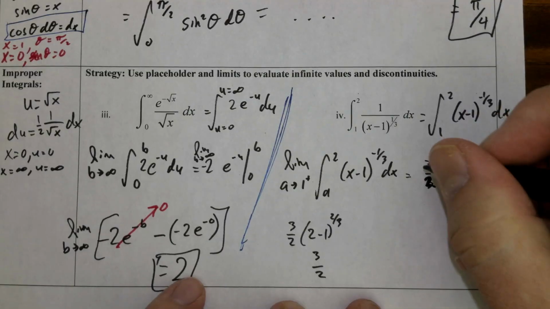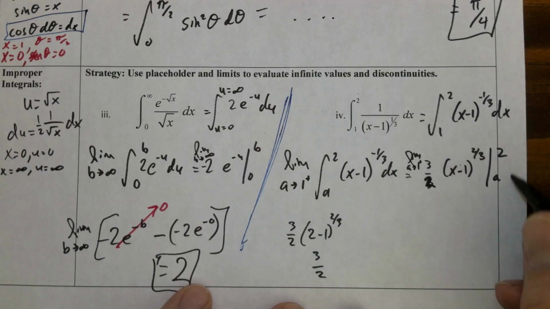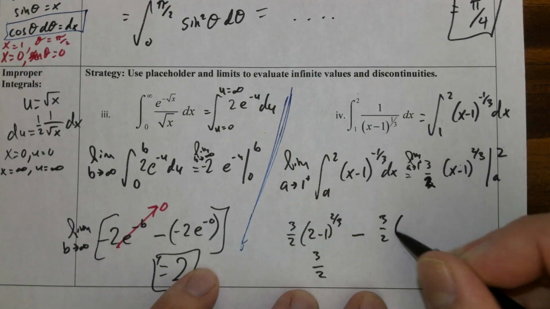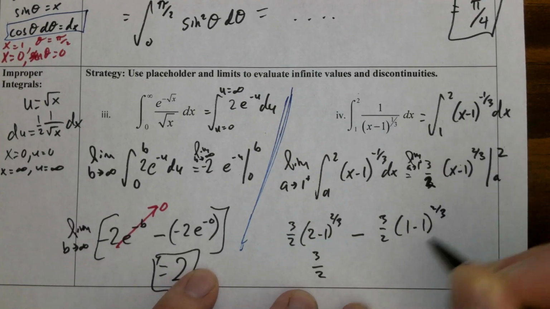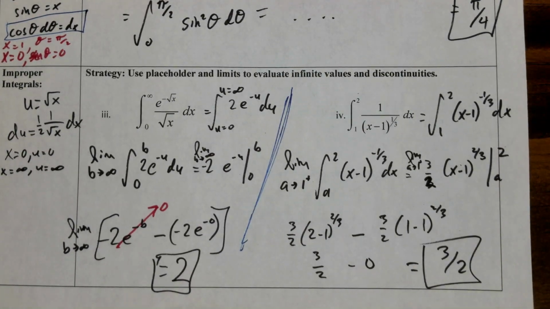I'll plug in a now, right? This is still a limit. It's going to be no longer a limit because I'm going to plug in that value of a. Minus 3/2, 1 minus 1 to the 2/3. That's 0. So my final answer out here ends up being 3/2.